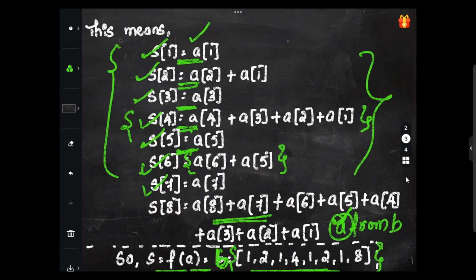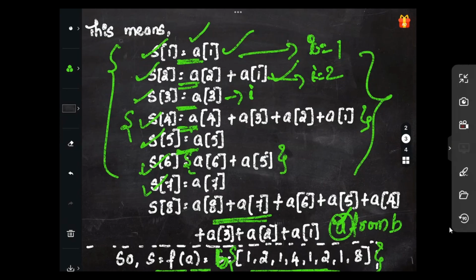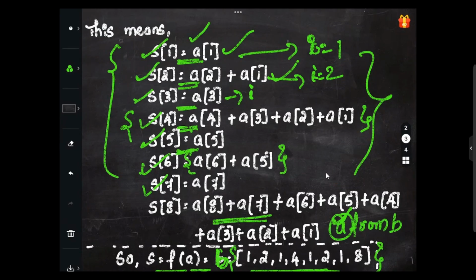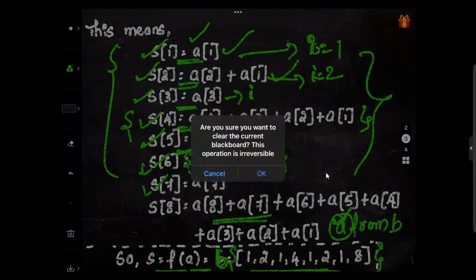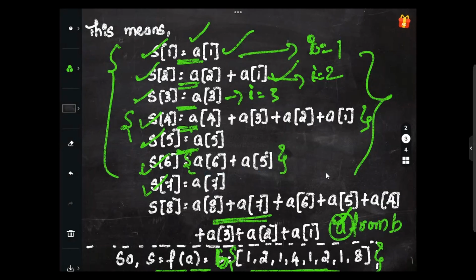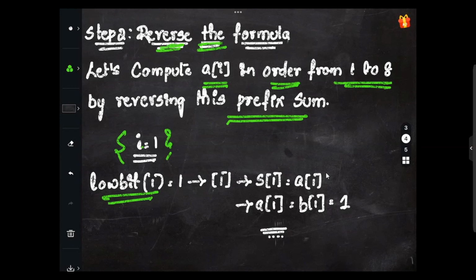This formula we will be applying: s of I equals a of 1, s of 2, same thing we will be doing. This is for I equals 1, this is for I equals 2, and this is for I equals 3. So let's continue with I equals 3. Then we'll go with 4, 5, 6, 7, 8, the same thing. This is just the formula.